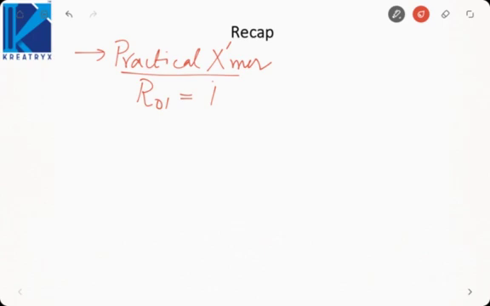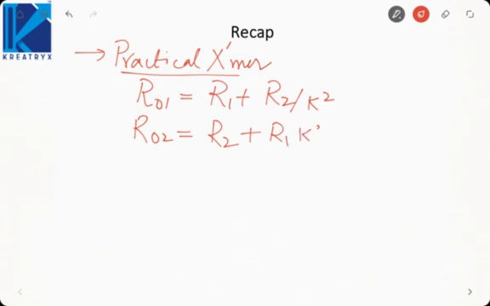Hi guys, in the last lecture we considered the practical transformer, in which we removed the assumptions that we made in the ideal transformer. We considered the effect of winding resistance and saw that winding resistance referred to primary is R1 plus R2 by K square, where K is the transformation ratio, and winding resistance referred to secondary is R2 plus R1 into K square.